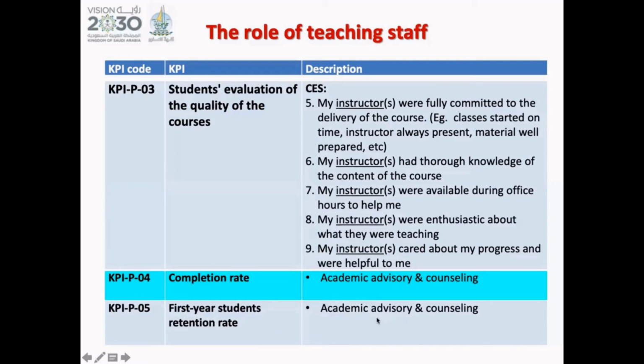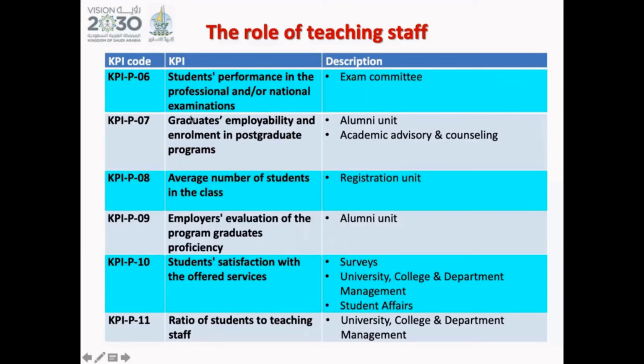Okay, so the academic advisory and counseling will help motivate the students to continue their study to the second year after first year, so they can improve the retention rate. KPI number 6 maybe is not directly related to the faculty member, and number 7, graduate employability, but academic advisory and counseling can also contribute a bit by advising the students before they graduate. And average number of students in the class, nothing to do here with the faculty member.